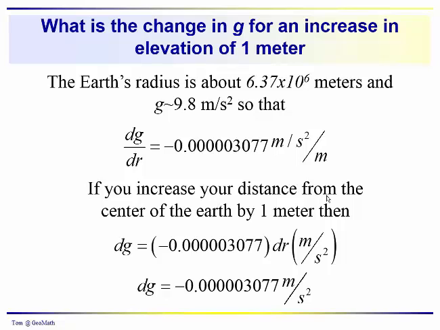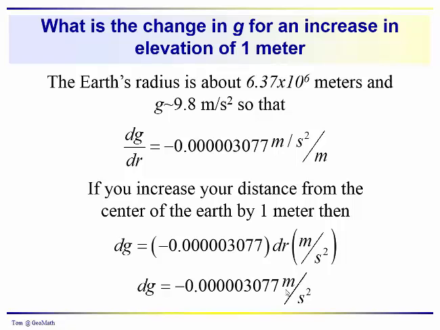So if we increase the distance from the center of the Earth by 1 meter, then dg, multiplying both sides by dr, dg is equal to minus 0.000003077 dr, which has units of meters, which I didn't put in there. But our result is in meters per second squared. The meters cancel out. And since dr is equal to 1 meter, we just have the change. For every meter you go up, 3 to 4 steps on the staircase, the acceleration due to gravity drops by 3.077 times 10 to the minus 6 meters per second squared.